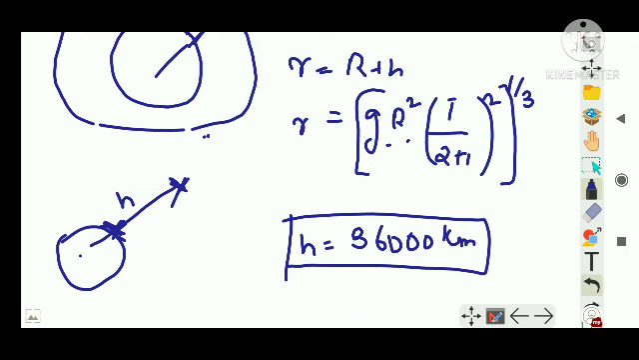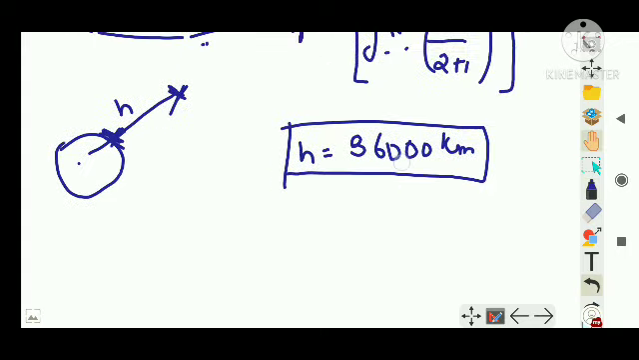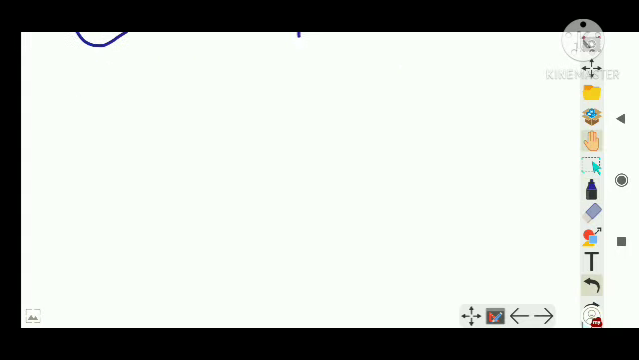Easy, right? Now the next section is polar satellites. Polar satellites are a little bit different when compared to geostationary satellites. They are of low altitude. Low altitude means the height from the surface of Earth is around 500 to 800 kilometers. Their height ranges from 500 to 800 kilometers.